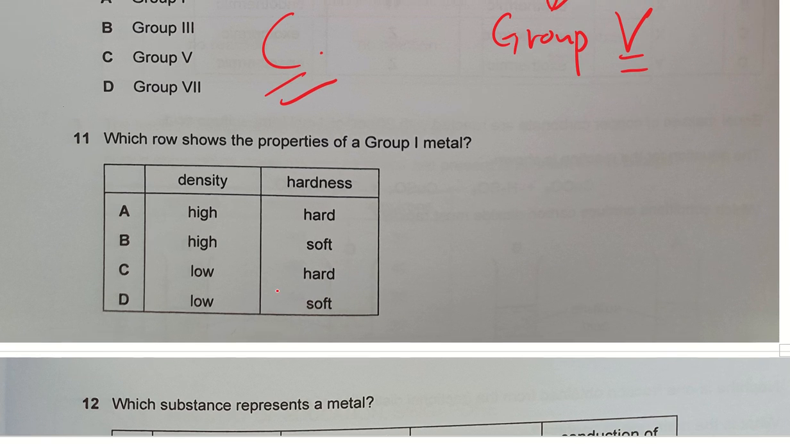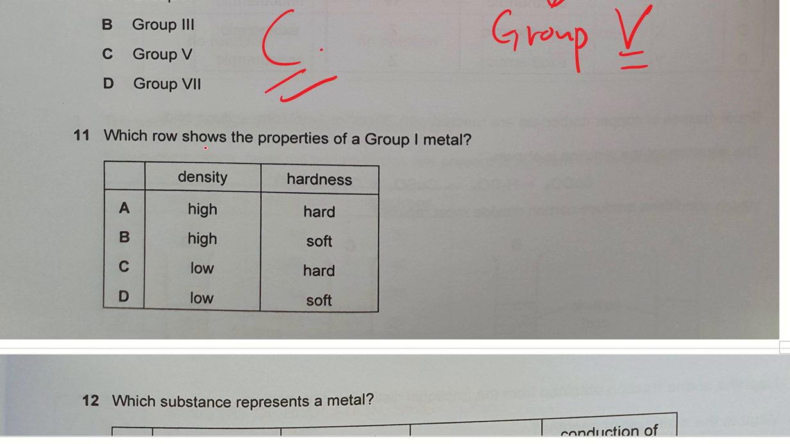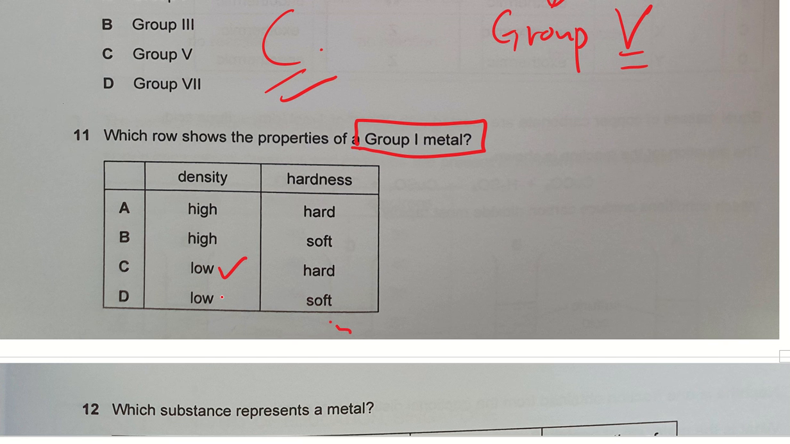Question number 11. Which row shows the property of a group 1 metal? Okay, group 1 metals, take note, they are not typical metals. Group 1 metal density, they have very low density. Okay, they don't have high density like your transition metals. Hardness, it is also soft. They are also very soft. Okay, they are soft and can be cut easily using a knife. So answer will be D.